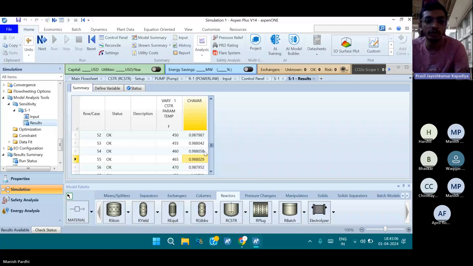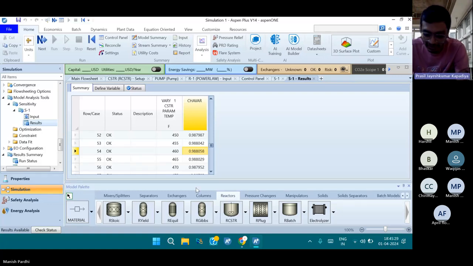So what should we do? Should we change pressure or should we change temperature? Ideally, what should we do? There will be 100 factors to consider. On an initial level, we should go with temperature, because it is easier to change temperature than to change pressure.